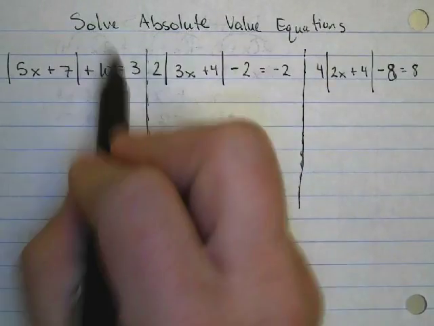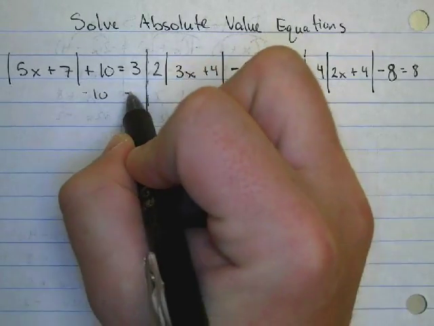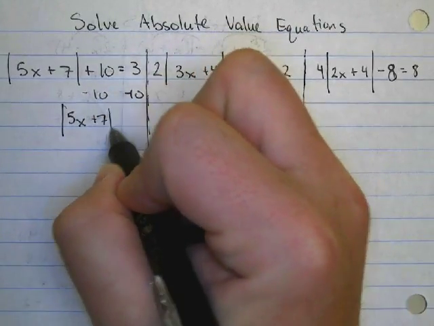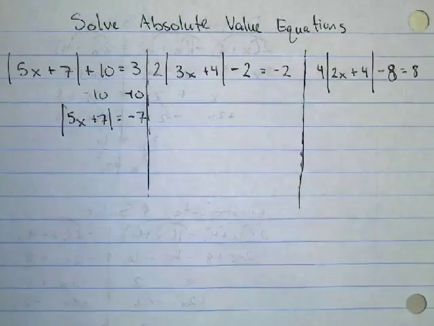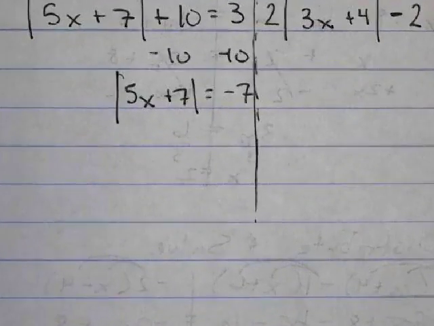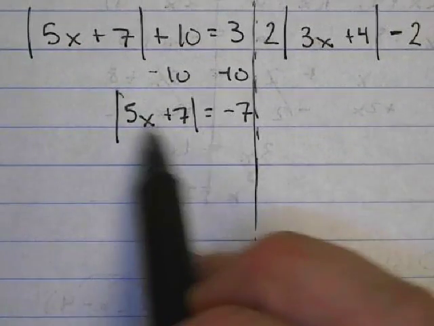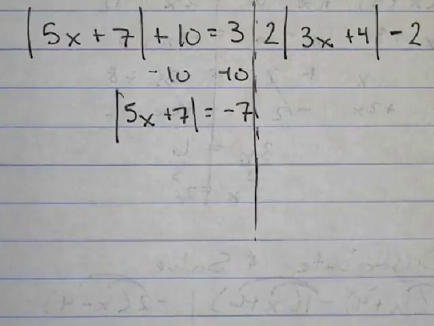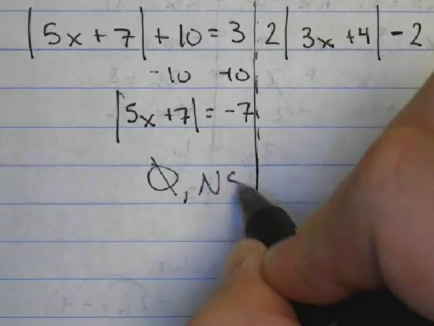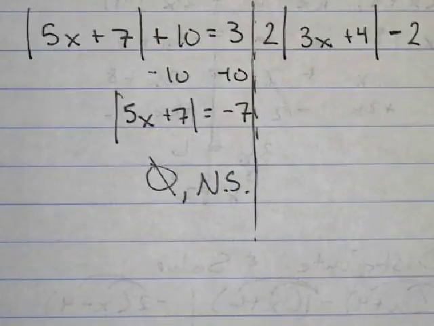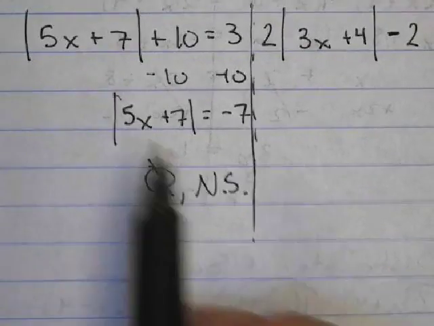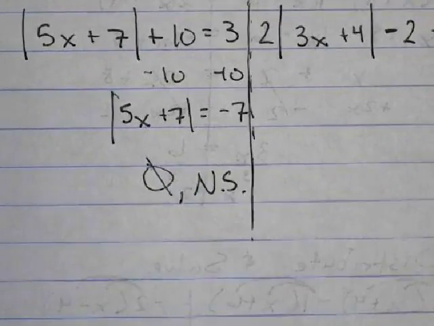On my first example, I'll subtract 10 from both sides. When I do that, I get the absolute value of 5x plus 7 is equal to negative 7. In this particular problem, we are already done because there is no way that an absolute value will ever equal a negative number. So there is simply no solution, or you might see NS. There's no x that will solve this equation. So we're done with this problem. When an absolute value equals a negative, we get no solution.